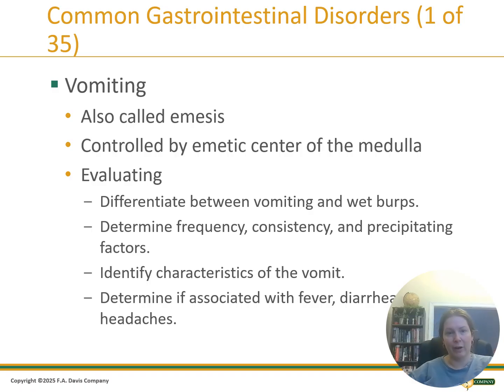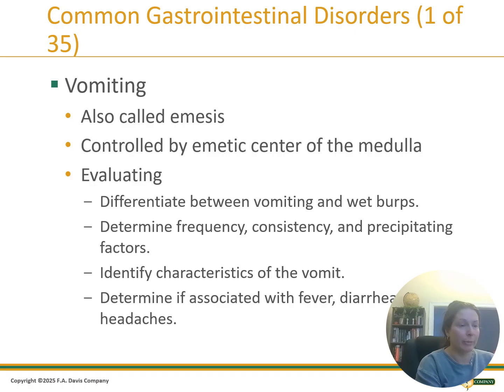Alrighty, so next we'll talk about vomiting in children, also called emesis. Emesis is a reflex action controlled by the emetic center of our medulla. When evaluating vomiting in children, it's important to differentiate between true vomiting and benign regurgitation. We have a lot of the wet burps in our infants. We want to assess the frequency and consistency of these episodes. Was there anything precipitating the vomiting episode?